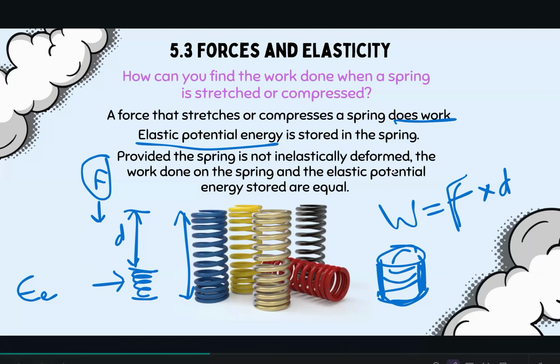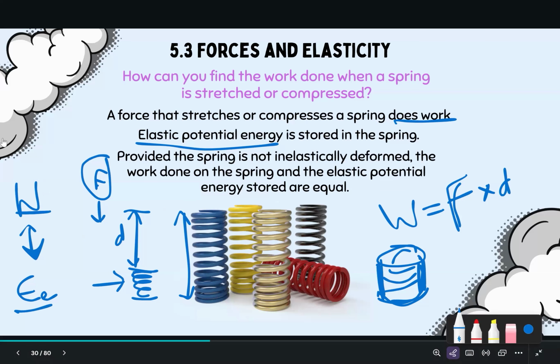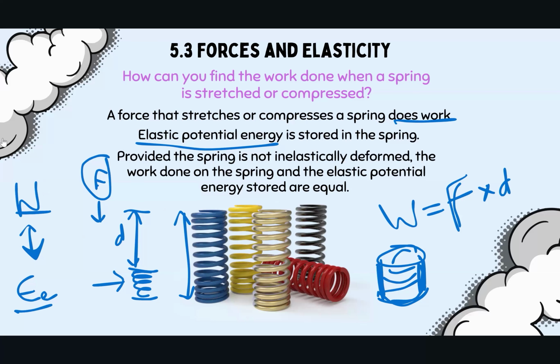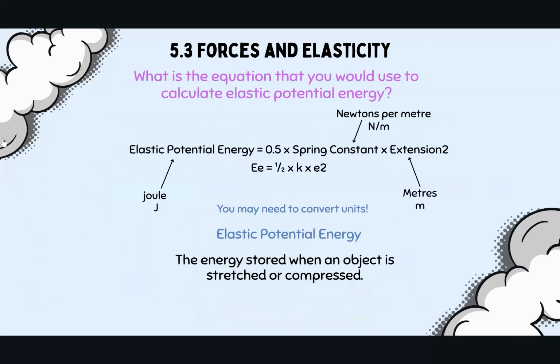So provided the spring is not inelastically deformed, the work done on the spring and the elastic potential energy stored are equal. So if we multiply the force by the distance, we get work done. Work done and elastic energy usually equal the same amount. So elastic potential energy equals half times spring constant times e squared, which is extension squared.